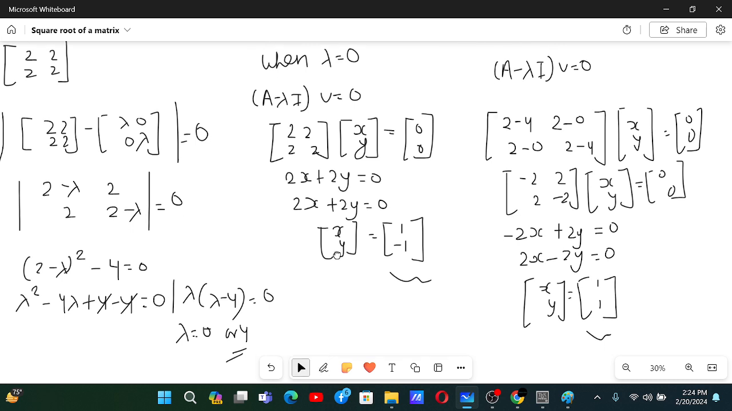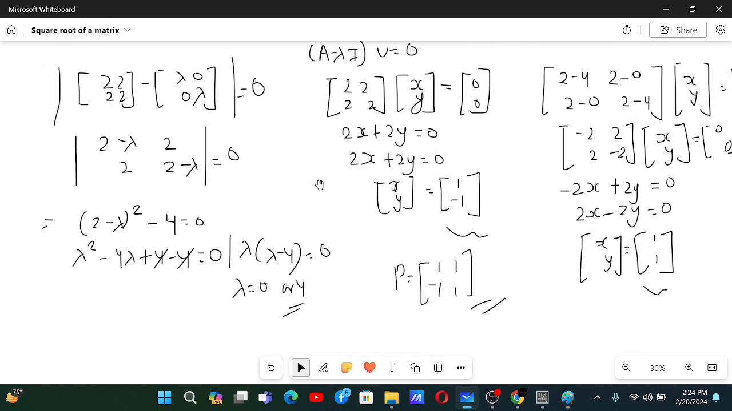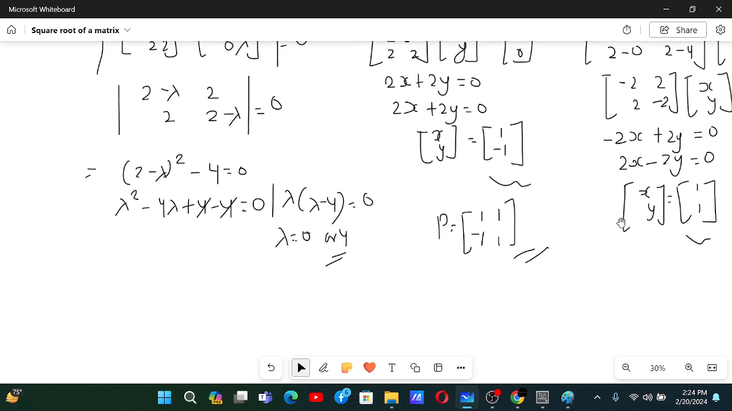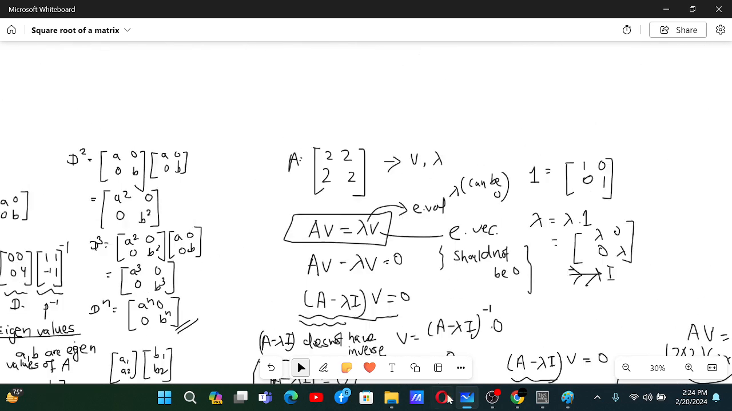So now our P can be written as the first eigenvector and then the second eigenvector. In this way we get the P. So we have both the P and D. The P was just both the eigenvectors, and D was both the eigenvalues. Now we have both of these things.